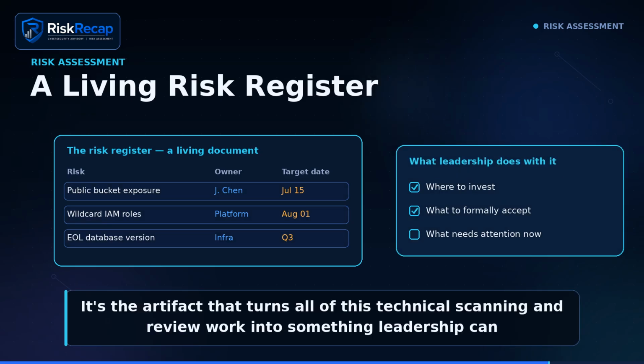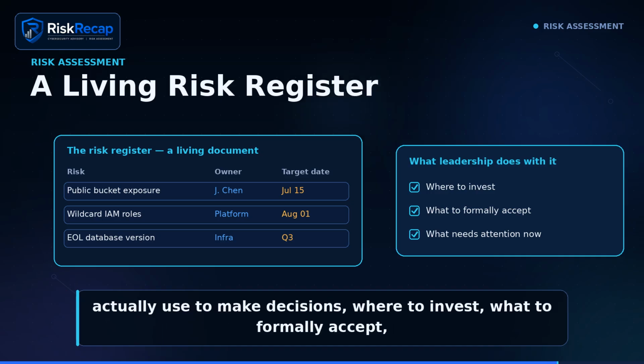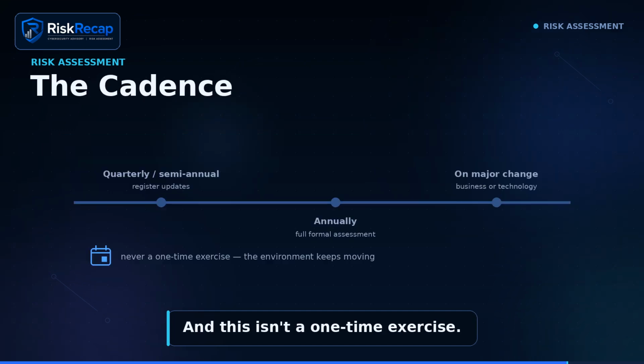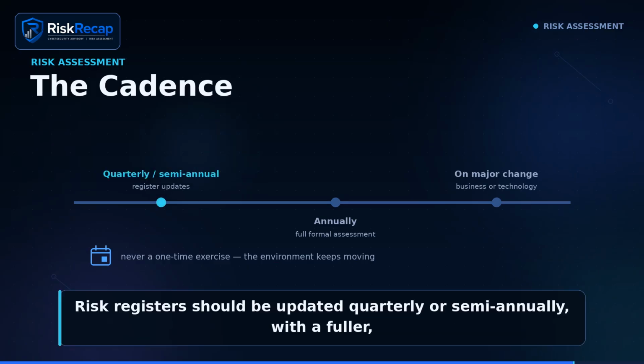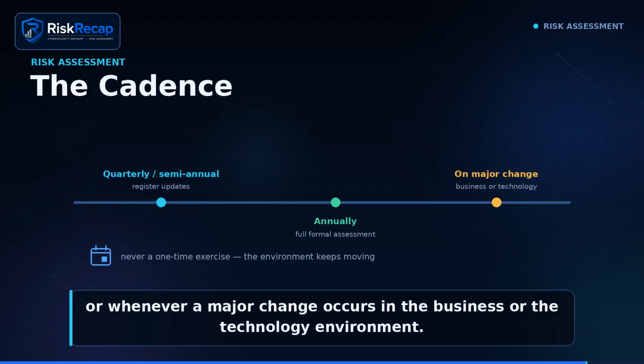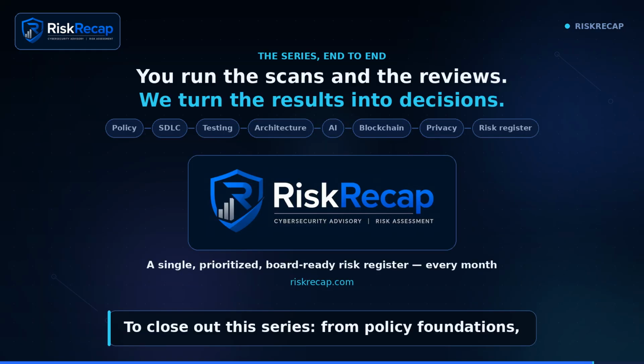The risk register is a living document. It's the artifact that turns all of this technical scanning and review work into something leadership can actually use to make decisions, where to invest, what to formally accept, and what needs immediate attention. And this isn't a one-time exercise. Risk registers should be updated quarterly or semi-annually, with a fuller formal risk assessment conducted annually, or whenever a major change occurs in the business or the technology environment.